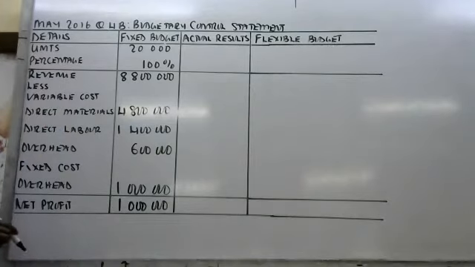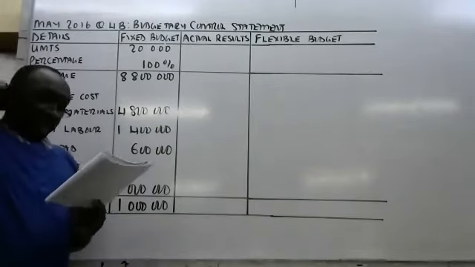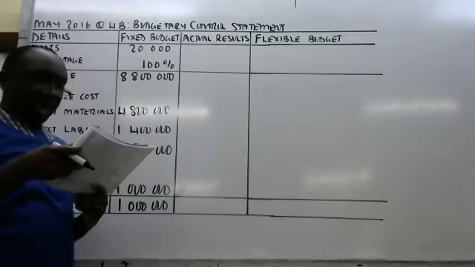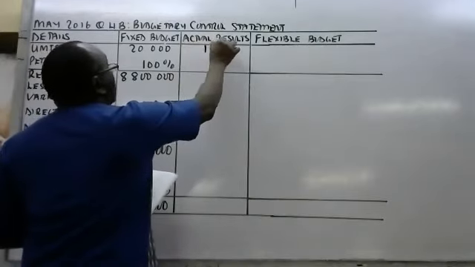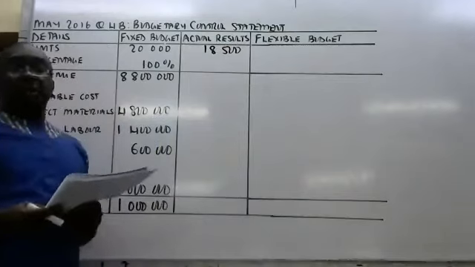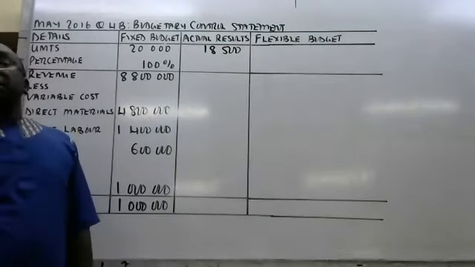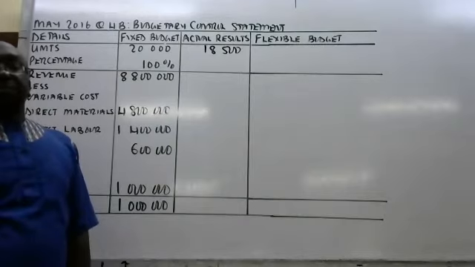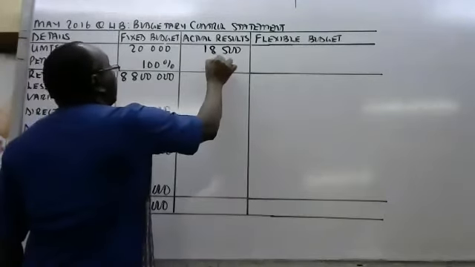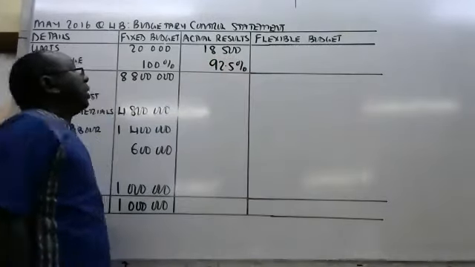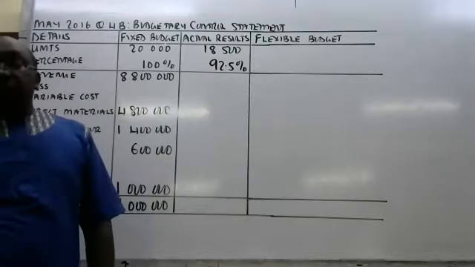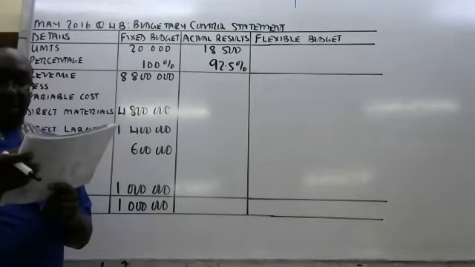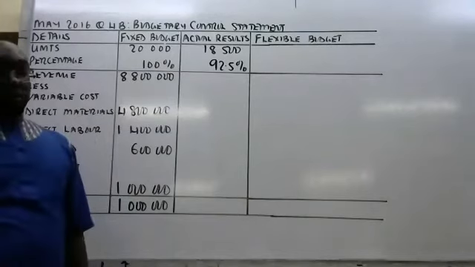Let's go to the actual results. Actual, according to information five, the units that were produced, there were 18,500. So give me the new percentage. If 100% is 20,000, 18,500 is what percent? 92.5. So to get the revenue, you now multiply the selling price. The selling price you see is 480. So 480 times those units.